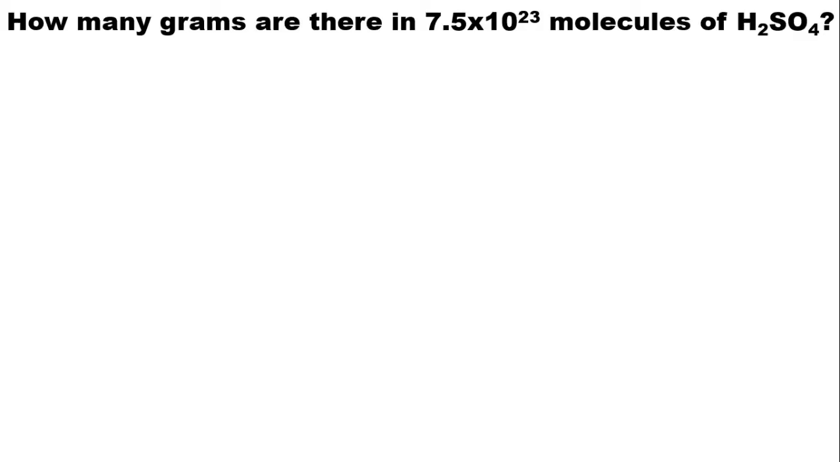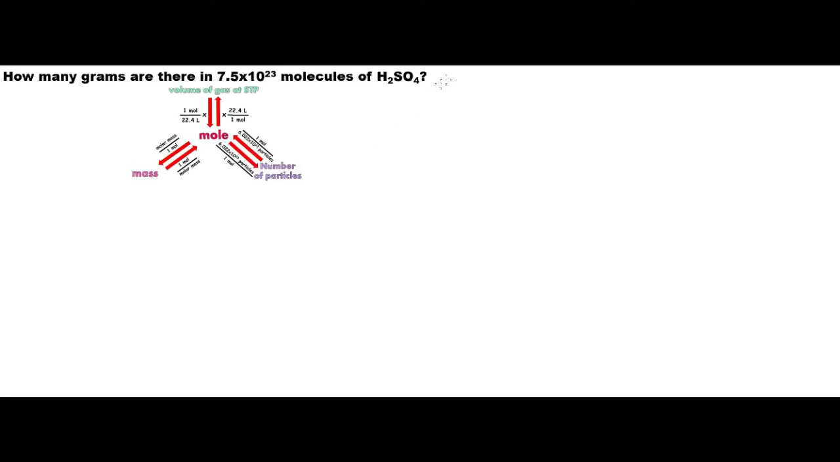How many grams are there in 7.5 times 10 raised to the 23rd molecules of H2SO4? H2SO4 is sulfuric acid. Here we are given the number of molecules and we want to get the number of grams. As you can see, there is no direct conversion between number of particles to mass. So in order to get the mass, we need to solve for the number of moles first. So the plan will be molecules to moles to mass.